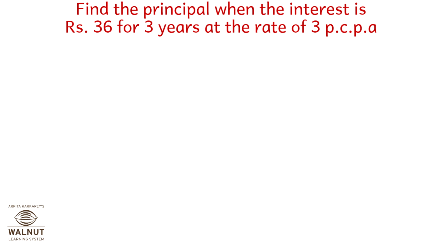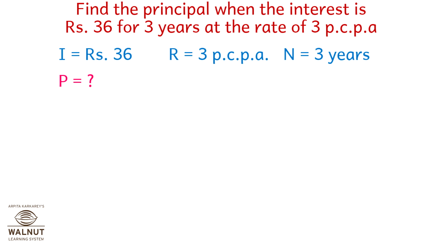Find the principal when the interest is rupees 36 for 3 years at the rate of interest of 3 p.c.p.a. Now find the principal. We have to say P is what? Question mark. We know the interest is rupees 36. R, which is the rate of interest, is 3 p.c.p.a. and the period is given as 3 years, which is N.